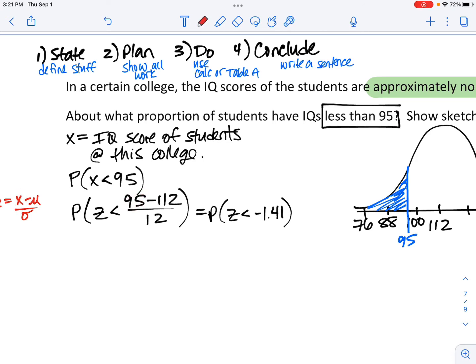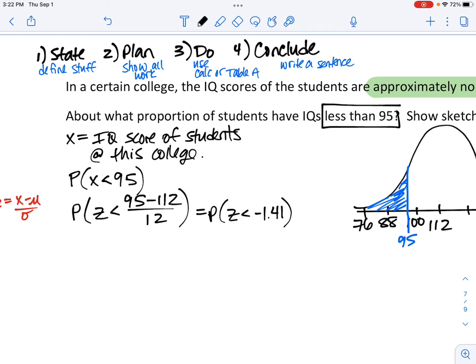Okay, so from now, I believe I've done all of my stating. I've defined what x is, and I have restated symbolically. This is exactly the notation that you need to show. This is symbolically what the question is asking me to do. Find the probability or the proportion that x is less than 95. That's an IQ score, and the IQ score is defined up here. So now I'm going to convert my x to a z-score so that I can use table A, and I'm now looking up negative 1.41, or I'm going to use the calculator to do normal CDF.